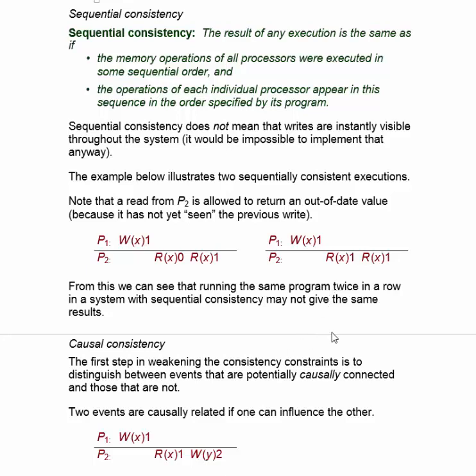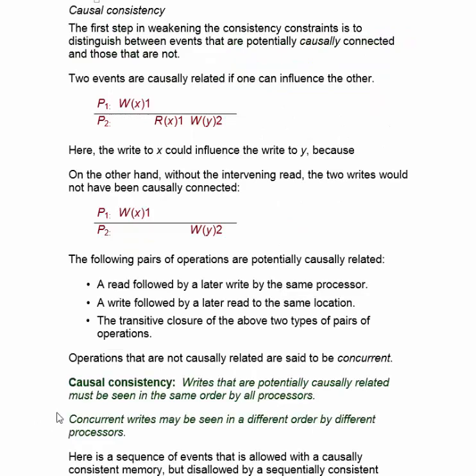So that's sequential consistency. The next kind of consistency we want to look at is causal consistency. And with causal consistency, we distinguish between events that are causally related and those that are not. Events that are causally related need to be seen in order, but those that are not are just considered to be concurrent, and it doesn't matter what order they're seen in. Two events are said to be causally related if one can influence the other.